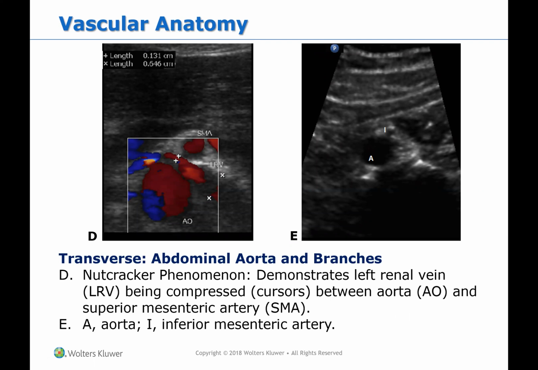Nutcracker phenomenon is a pathology that we'll go over, when the SMA and the aorta pinch the left renal vein.